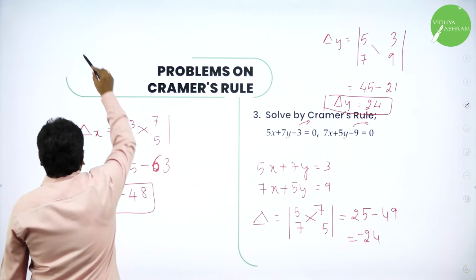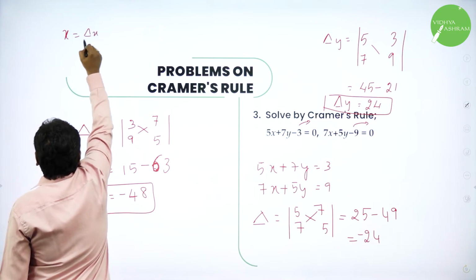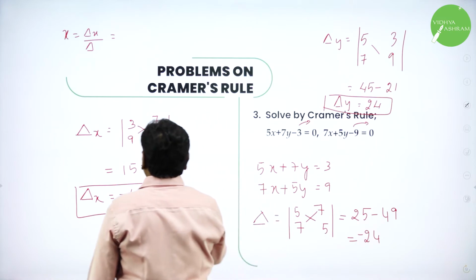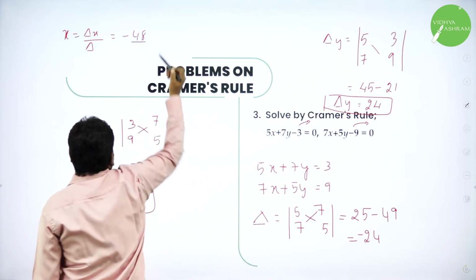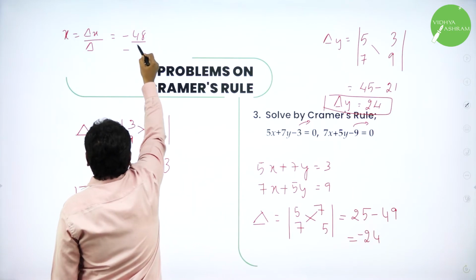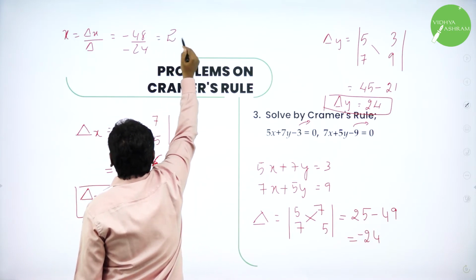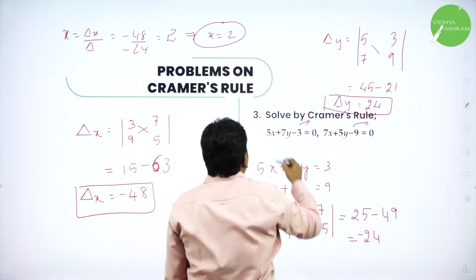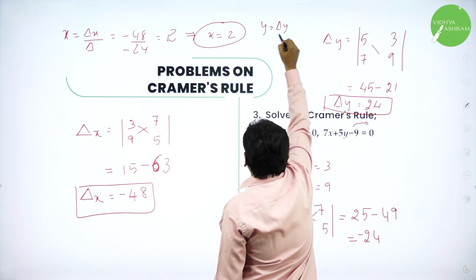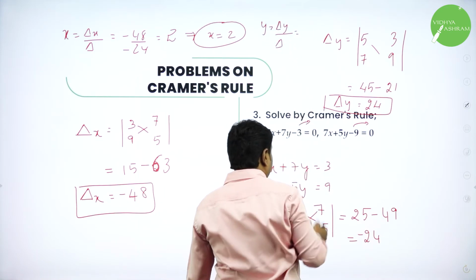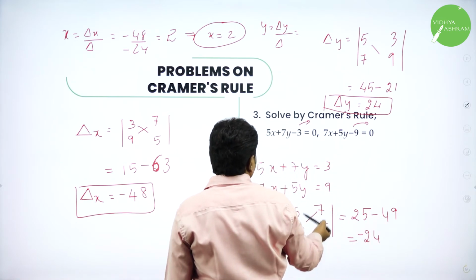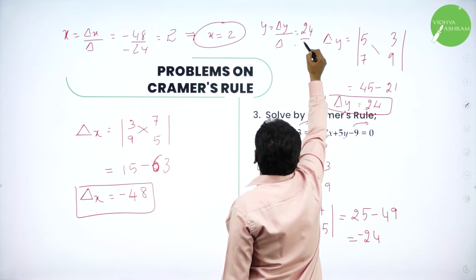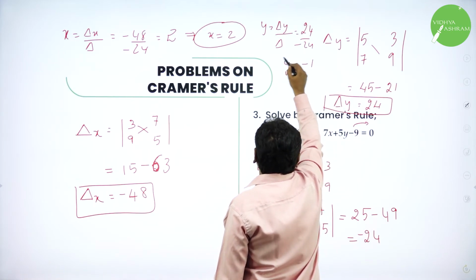So what is the value of x? x is delta x divided by delta. What is the value of delta x we have? Delta x we got is minus 48 divided by delta. What is delta we got? Minus 24. Minus minus cancels, 24 ones are 24, twos are 48, so you got the value of x, x is exactly 2. And then y, how to find y? Delta y divided by delta, and what is the value of delta y? Delta y is 24 divided by minus 24, that will give you minus 1. So you got the value of y.